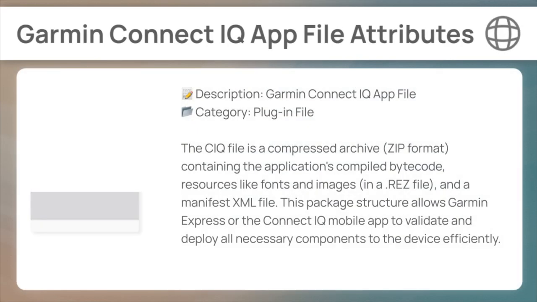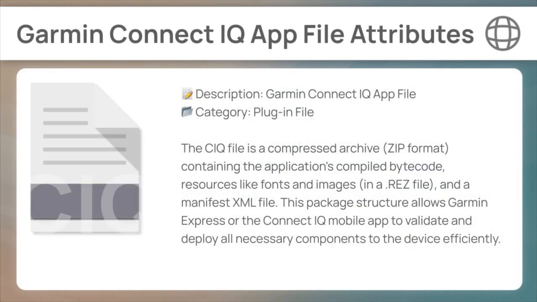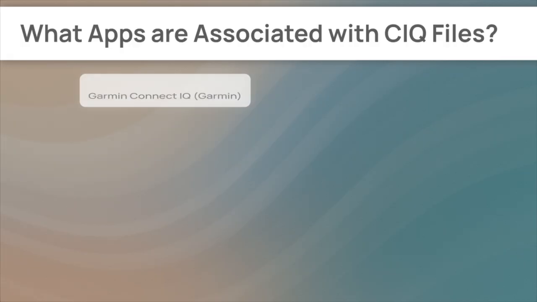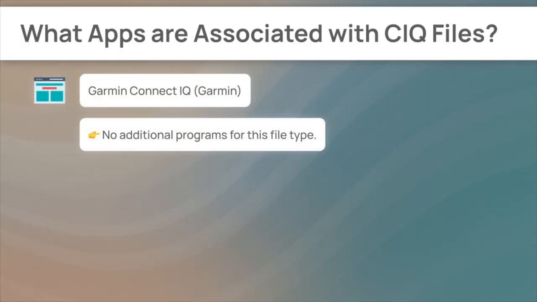The CIQ file is a compressed archive (CIP) format, containing the application's compiled bytecode, resources like fonts and images, in a .rs file, and a manifest XML file. This package structure allows Garmin Express or the Connect IQ mobile app to validate and deploy all necessary components to the device efficiently. The proper file association links CIQ directly to the Garmin Connect IQ solution by Garmin.